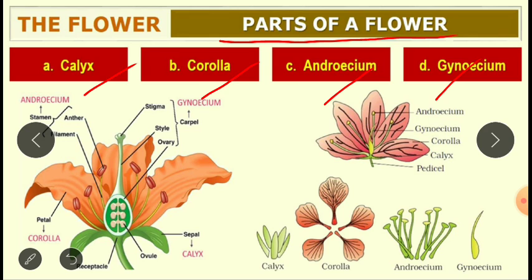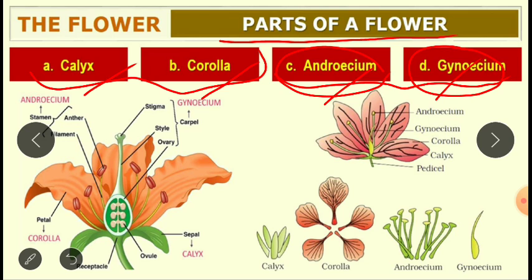In these four parts, the calyx and the corolla are going to be called as the accessory organs, because technically the flower is a reproductive part of the flowering plant, and the main role, that is the reproduction, is going to be played by the androecium and the gynoecium. Androecium is the male part and gynoecium is going to be the female part. So they are going to be doing the main function of reproduction for which the flower is made.